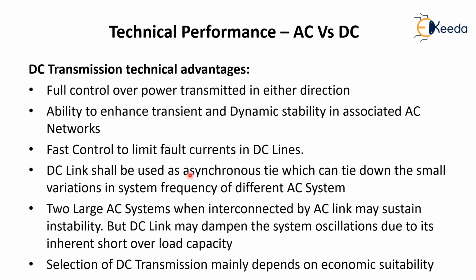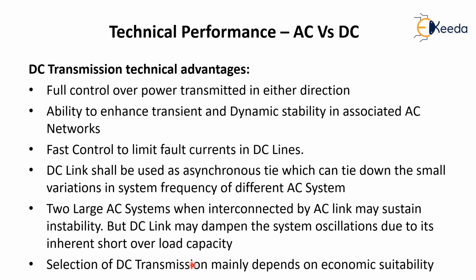The fourth important point is that the DC link can be used as an asynchronous tie, which can tie down small variations in the system frequency of different AC systems. We have discussed a lot about this: interconnection of two AC systems of different nominal frequency can be done only with the help of HVDC links. The next advantage is that two large AC systems, when interconnected by an AC link, may sustain instability. This we have also discussed already. But a DC link may dampen the system oscillations due to its inherent short overload capacity.